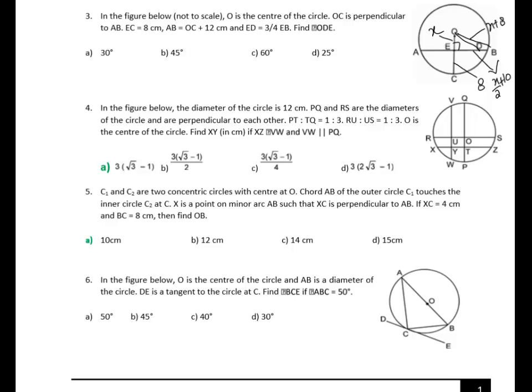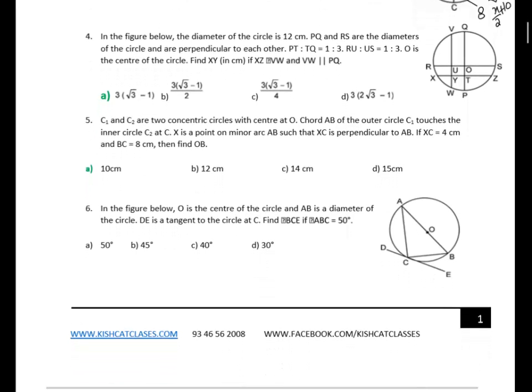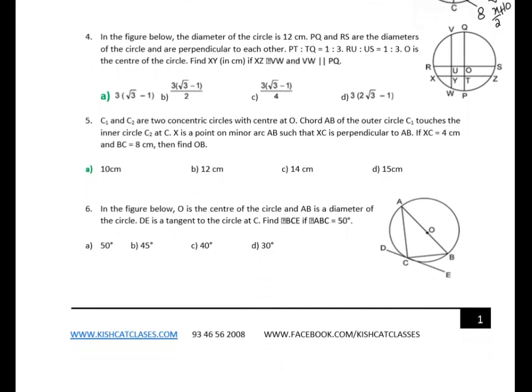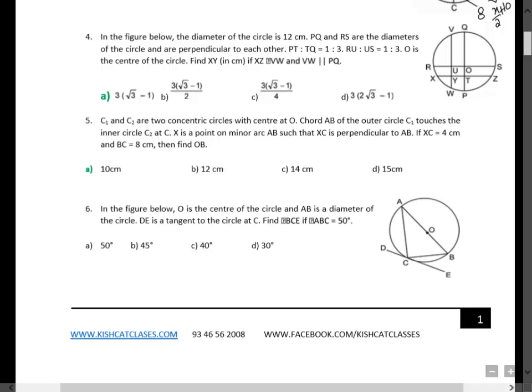Let's observe question number 4. If you have solved this one, question number 4 seems to have a lot of lines, chords and chords only. So it's going to be based on chords, radius, the simple things. In the figure below, the diameter is 12 centimeters. PQ and RS are diameters of the circle and are perpendicular to each other. So they meet at 90 degrees. So this angle is 90 degrees.